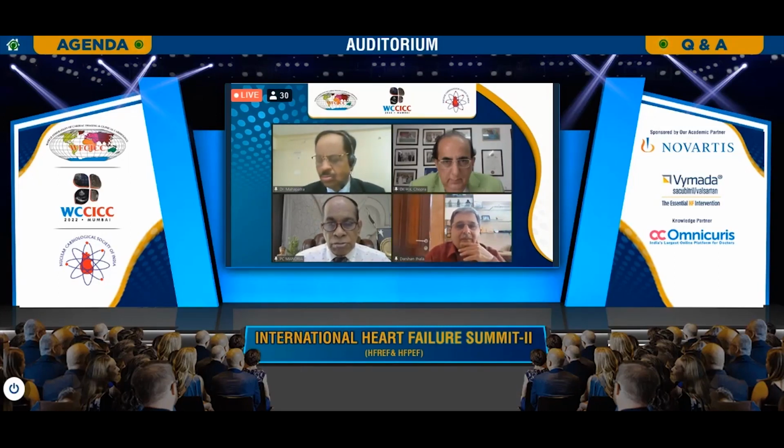My question is, is this ST2 estimation easily available in other cities also, or in Bombay, in metro cities only? I would not know, because in metro cities it is easily available and the cost is around 2,000 rupees.